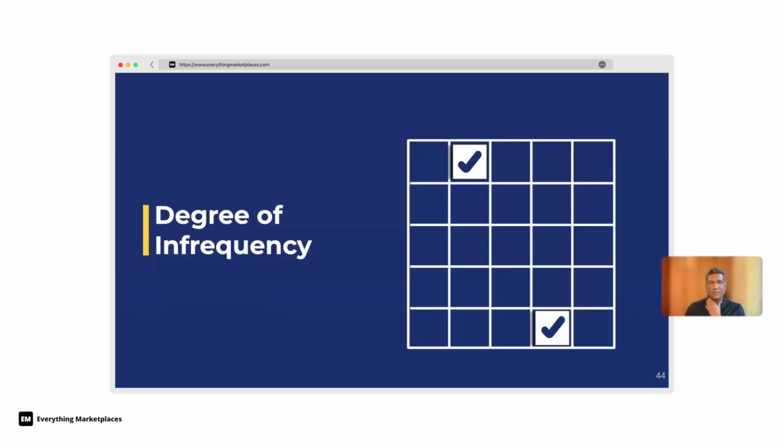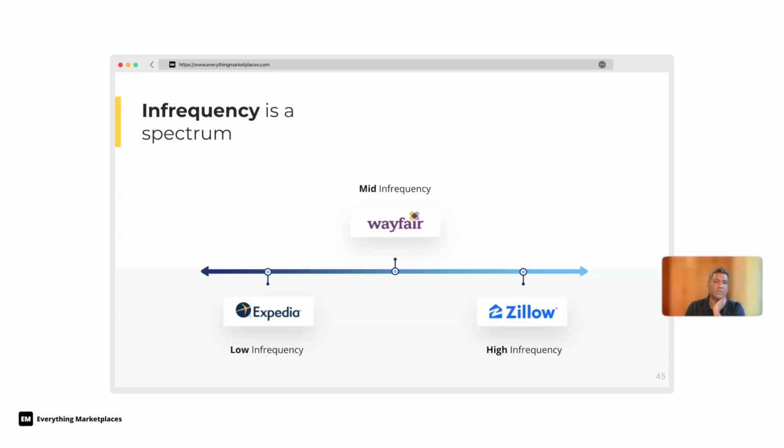Let me just jump into the infrequency. We talked about four dimensions, I, C, E, D. What we're trying to see here is how we manage the degree of infrequency. Just reminding you again, infrequency is a spectrum. You can feel free to plot where your product lands on the infrequency spectrum, depending on the frequency of usage that you think it is. Zillow's on one end, Expedia is on the other end.